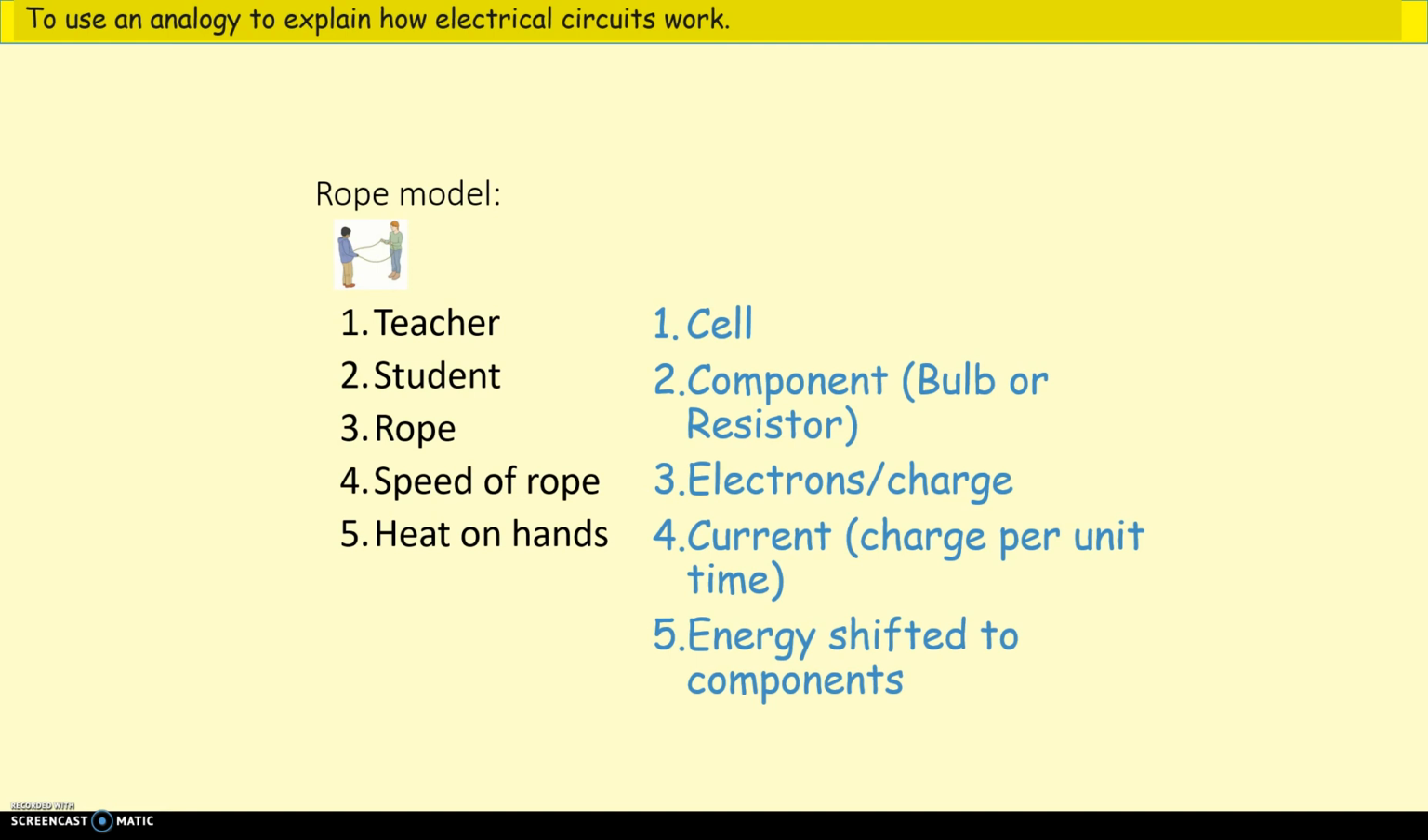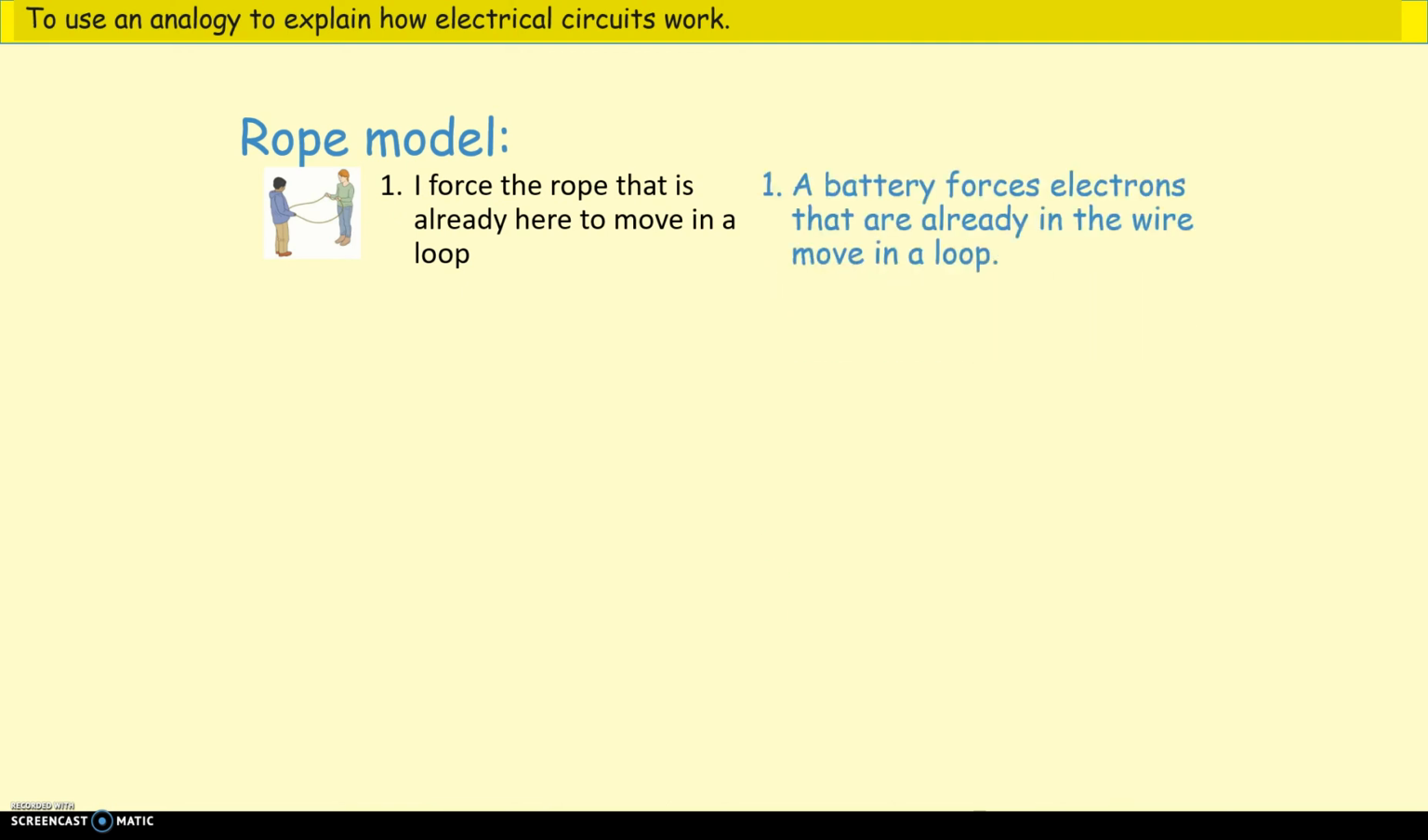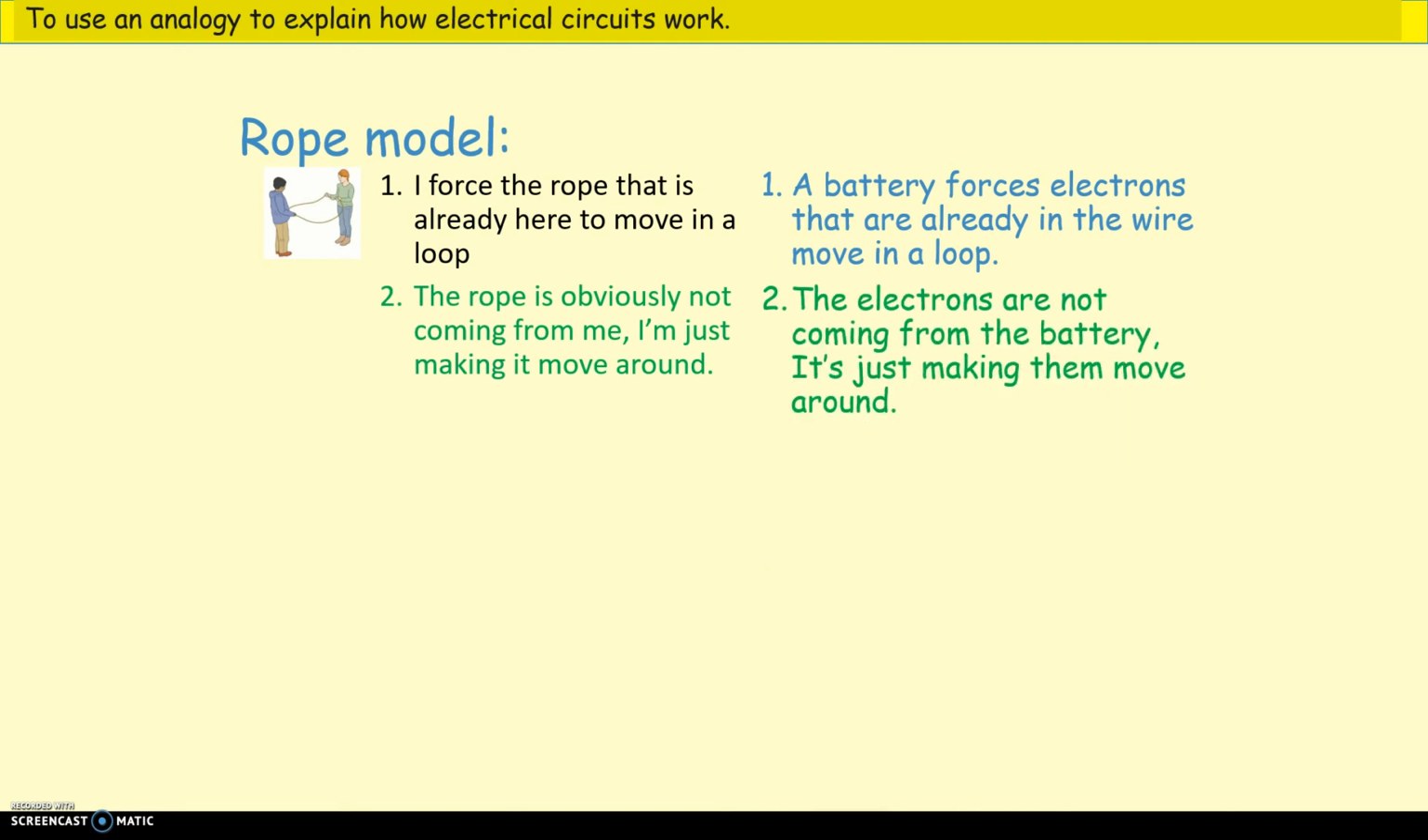So does that mean you're now beginning to formulate in your head which model you would consider to be the better of the two? I hope you're thinking about that as we're going through this. So I force the rope that is already here to move in a loop. In the same way, a battery forces electrons that are already in the wire to move in a loop. The rope is obviously not coming from me, I'm just making it move around. The electrons are not coming from the battery, it's just making them move around.